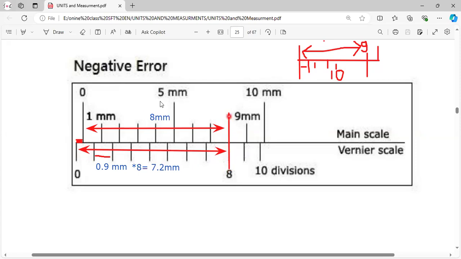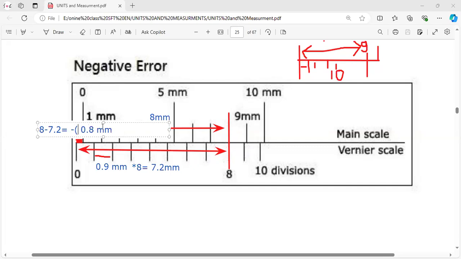So from the main scale, it is 8 millimeters, but from the vernier, it is 7.2 millimeters. So this is where you can find out the negative error. This is the gap, or the difference between this 8 millimeters and 7.2. So the negative error is going to be 8 minus 7.2, which is 0.8 millimeters. And this is a negative error, so I can put a negative sign in front of that.